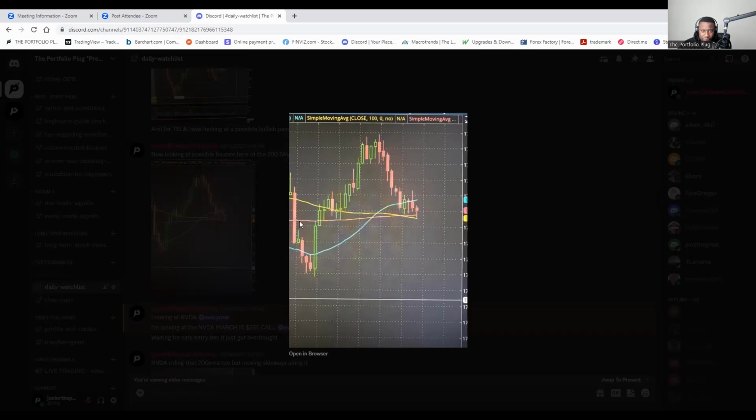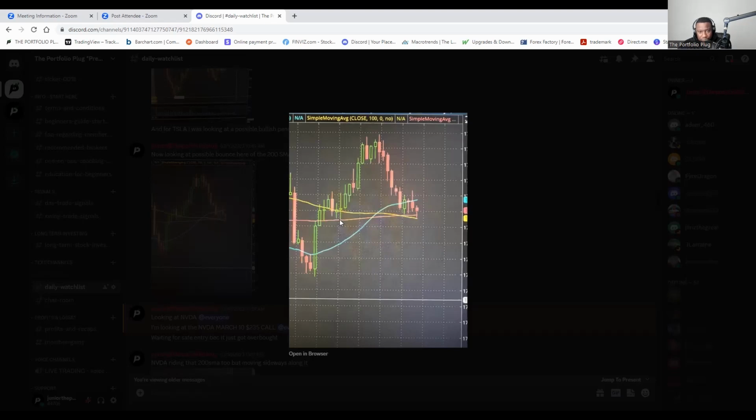So right here, as you notice, the 200-day moving average was a resistance. It brought it back down here. It bounced, broke it, went back up, but it ultimately came back down and bounced off this right here. So you got 1 touch, 2 touch, it kept going, and then retested it again. So if you count 1 touch, 2 touch, 3 tests. No, sorry, 3 touch.